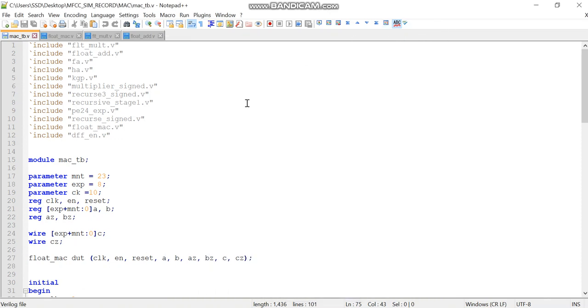This video explains the working model and simulation of a floating point MAC unit, multiply accumulate unit.